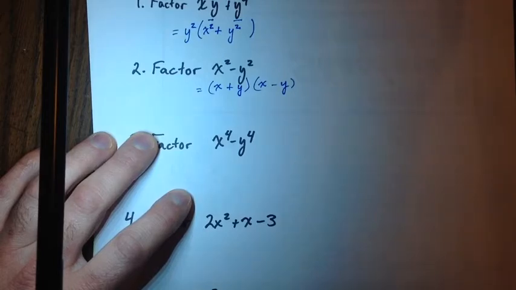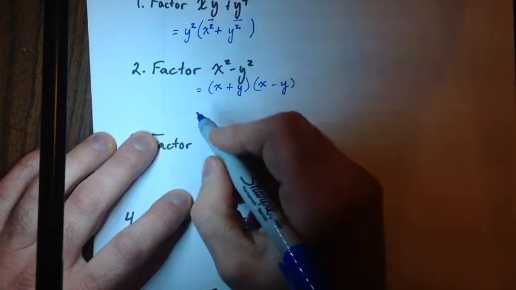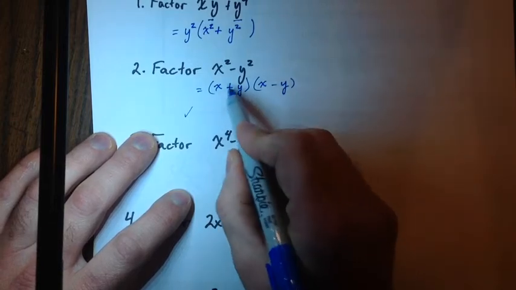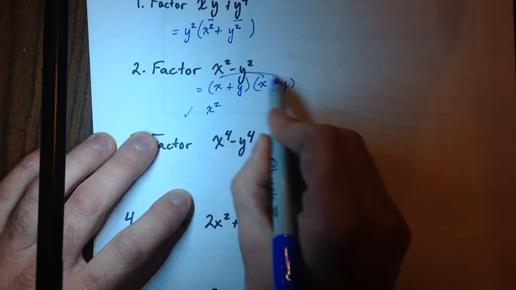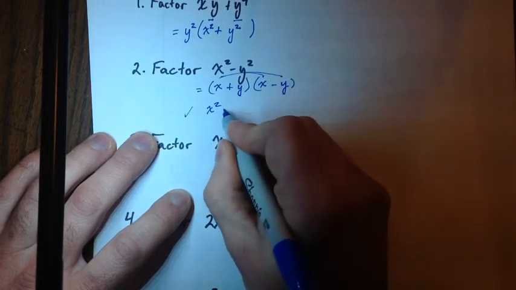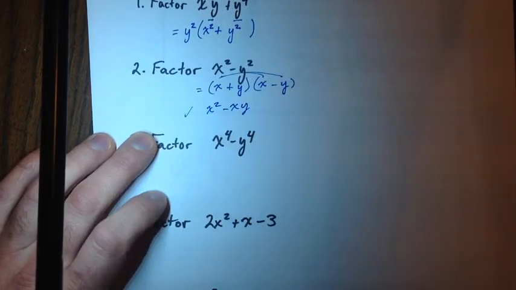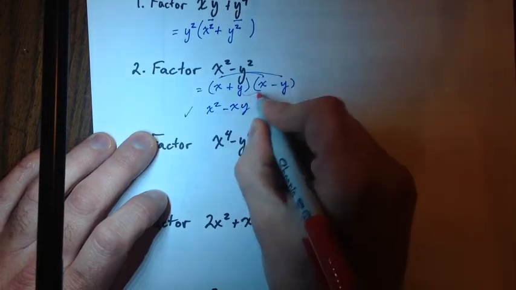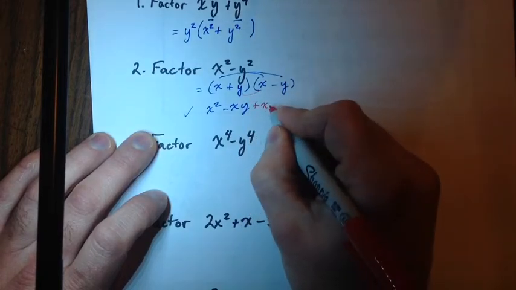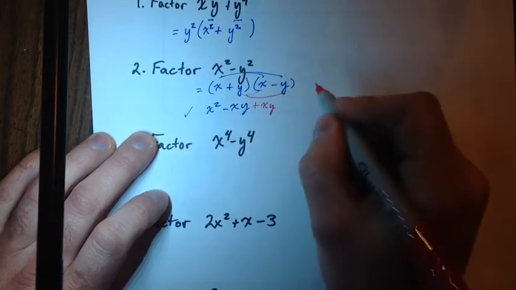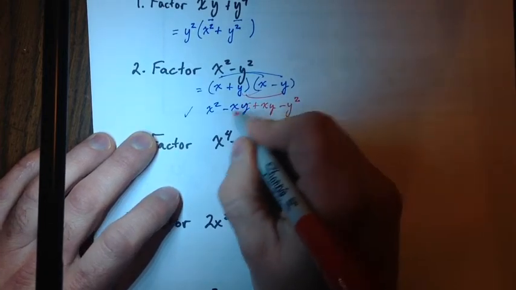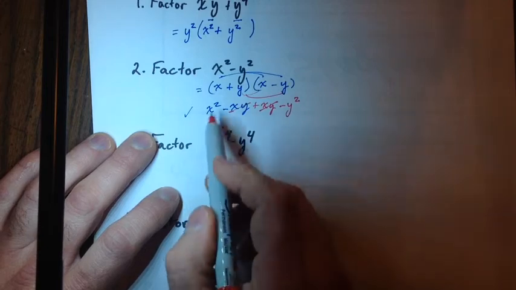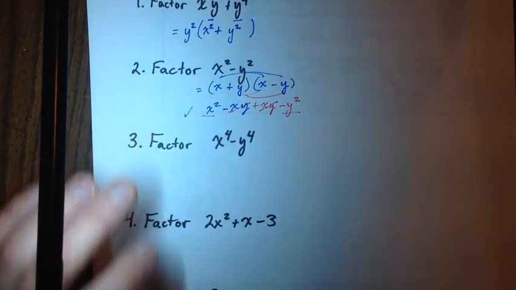Not sure if you did it right? Just do a quick check. FOIL it out. X times x gives me x squared. X times negative y gives me negative xy. Y times x, I'm going to rearrange it as x times y, and negative y squared. You'll see our middle two terms cancel, and we're left with what we originally started with.